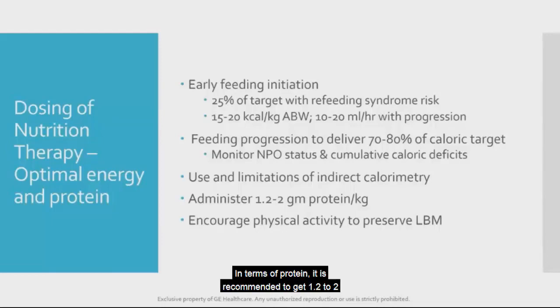In terms of protein, it is recommended to give 1.2 to 2 grams of protein per kilogram, depending on the nutrition assessment and the clinical judgment of the clinician, as well as, in order to preserve lean body mass, thinking about incorporating physical activity as much as possible within your hospital's policies and procedures for this type of therapy during isolation.